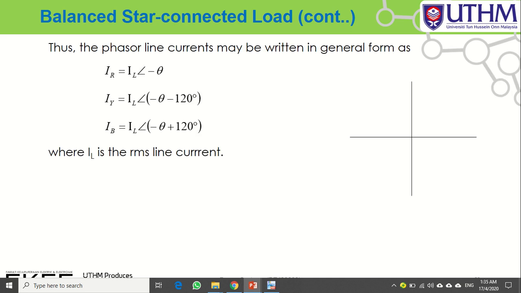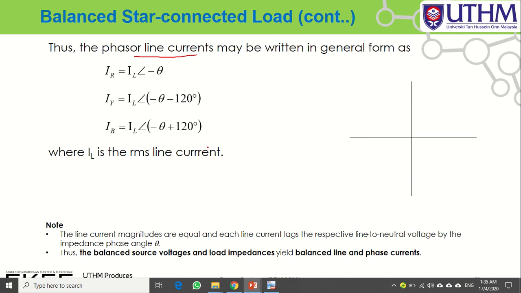Clear. So you can draw the phasor diagram. We have the line currents, and the difference is 120 degrees from each other. R, Y, B, positive sequence. We have VRN as the reference, followed by VYN and VBN. So the current follows the phase voltage by theta, which means that the line current lags the phase voltage by theta. Similarly for phase Y and phase B. So what can we say from this analysis?